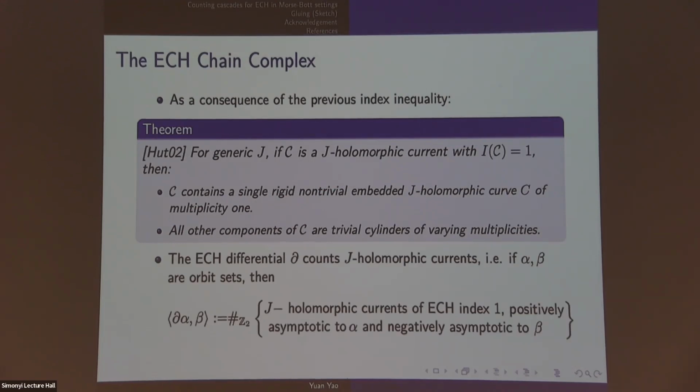And now with that, you can define the differential. If alpha and beta are orbit sets, then the matrix coefficient of the differential is basically a Z2 count of J-holomorphic currents of ECH index 1, positively asymptotic to alpha and negatively asymptotic to beta.